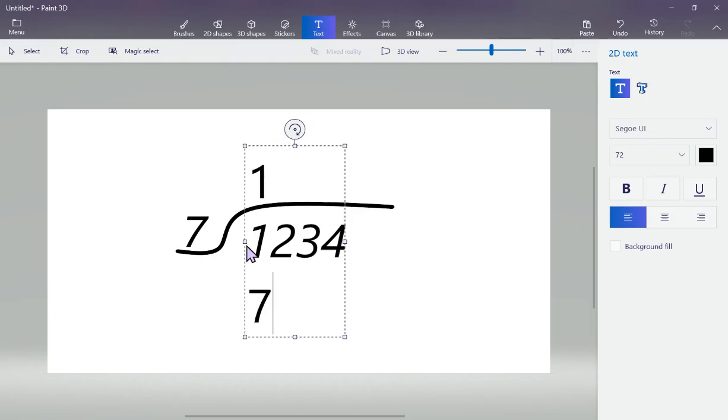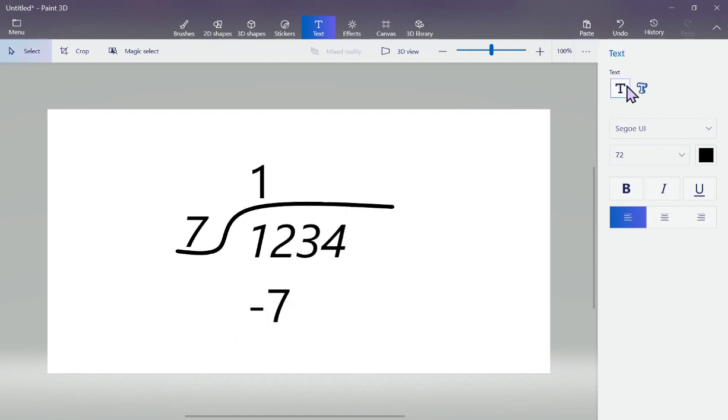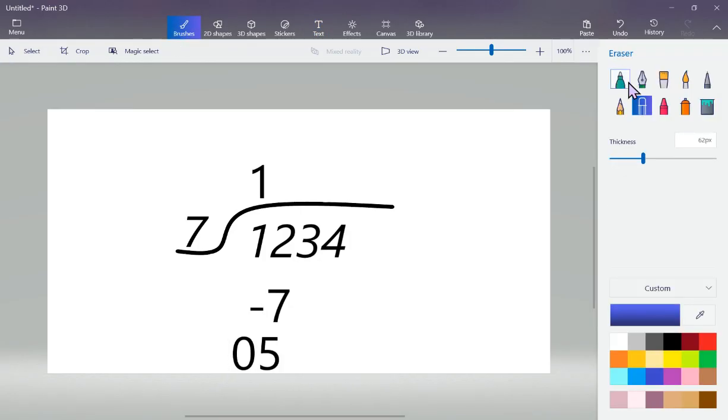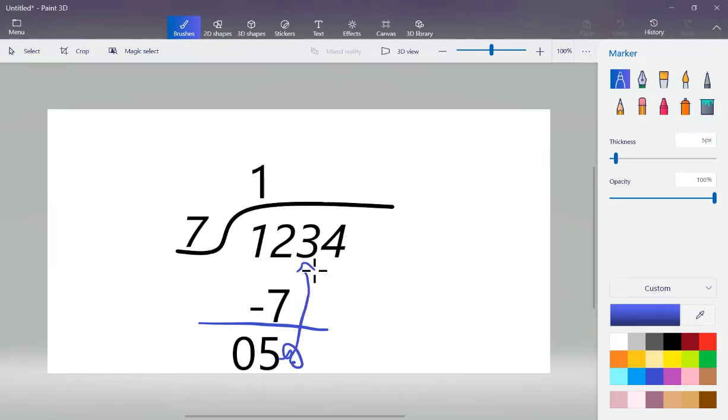So we have 7 over here as a minus. Look, minus 7. And then we're going to answer that. So 12 minus 7 is, guys, 12 minus 7, it's 5. There. Inside the line, though. That's it. So we're going to take this 5, this remainder, and put it up to the next digit.